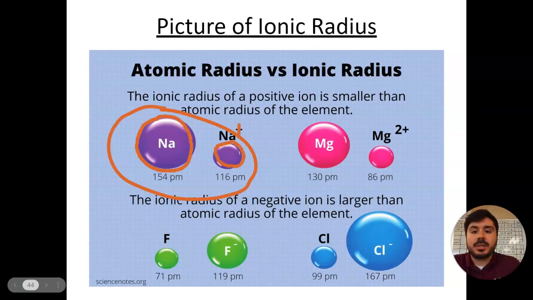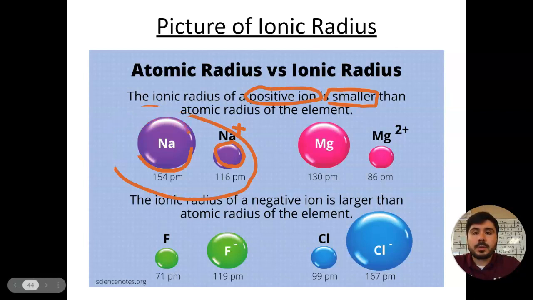And the reason why it is significantly smaller, this ionic radius for sodium, is because of this positive ion here. Because this is a positive ion, the ionic radius is always going to be smaller than the atomic radius. Again, positive ion, smaller. That's the biggest takeaway here.